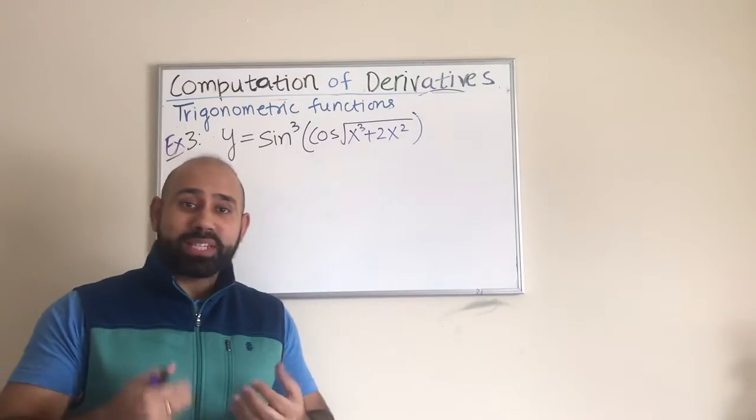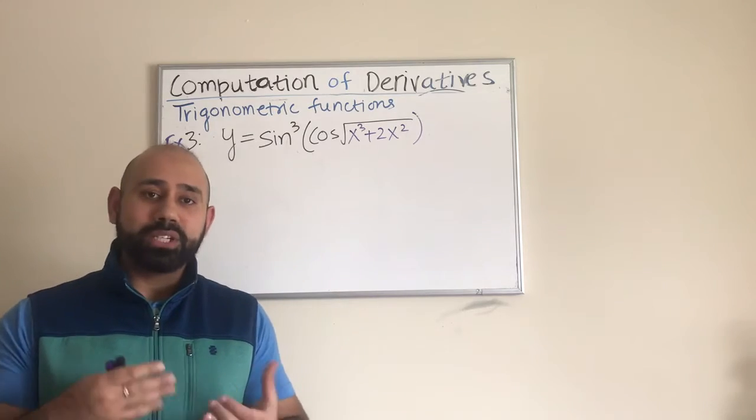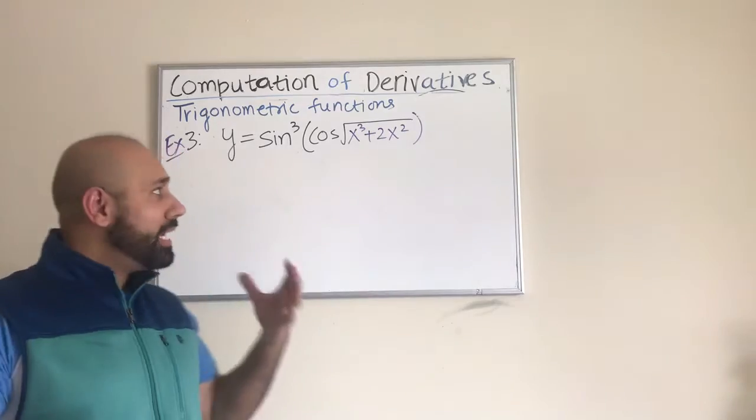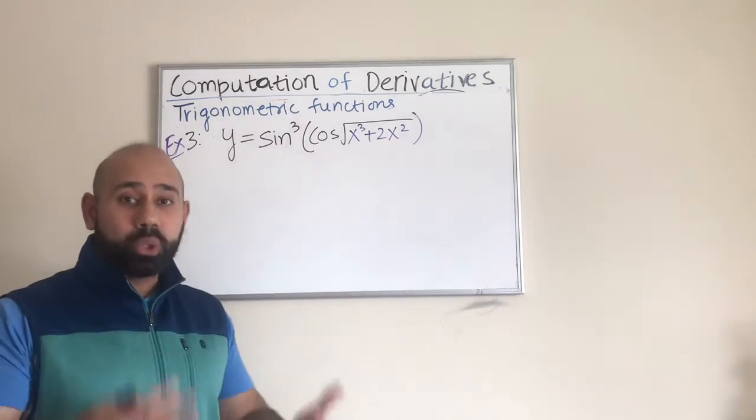Hi guys, I'm back with another example on the derivative of trig functions. So far we have covered two examples. Here you can already see that we are kind of stepping it up. Here's a composition of several functions, and right away we can see that it's a sine cube of a function.